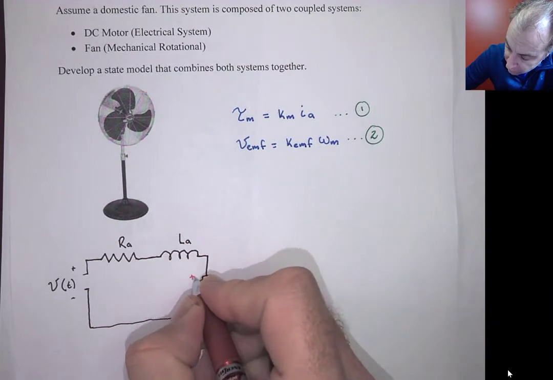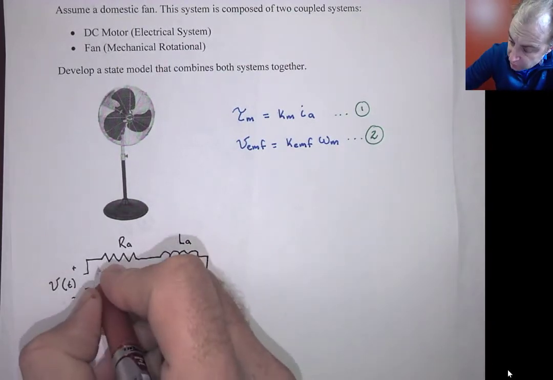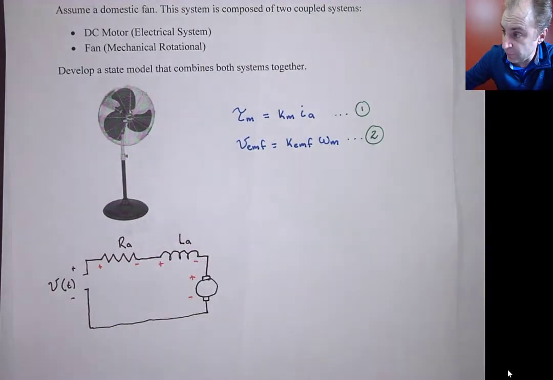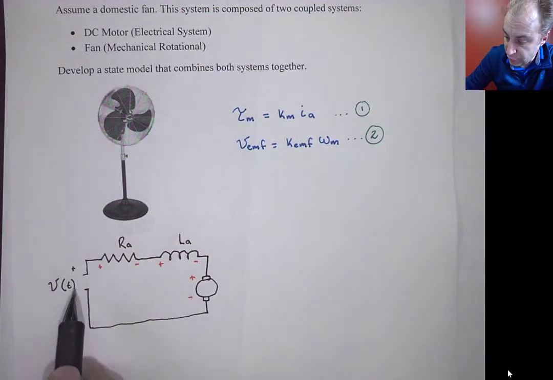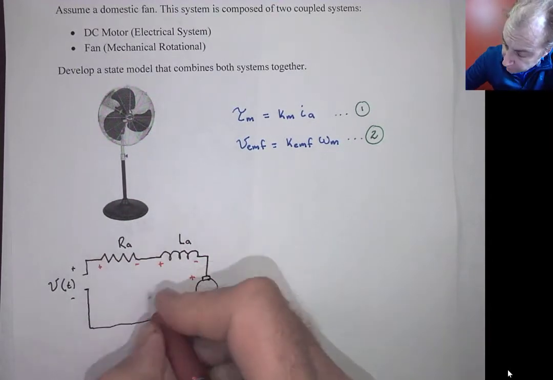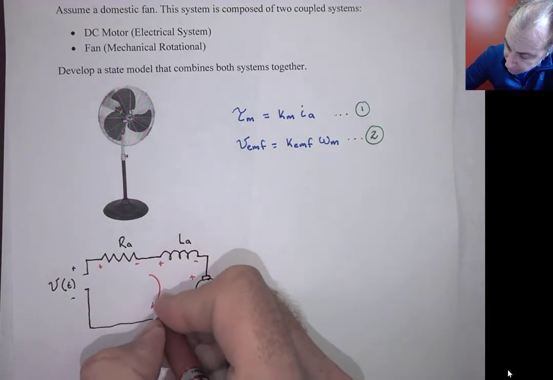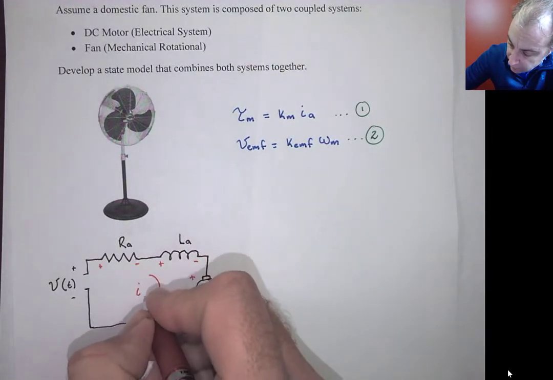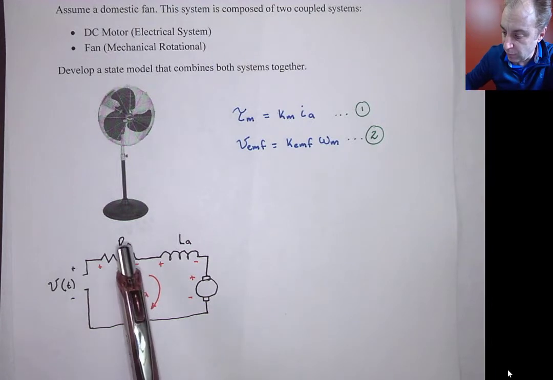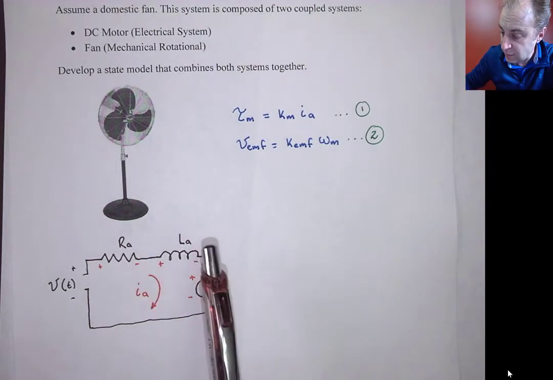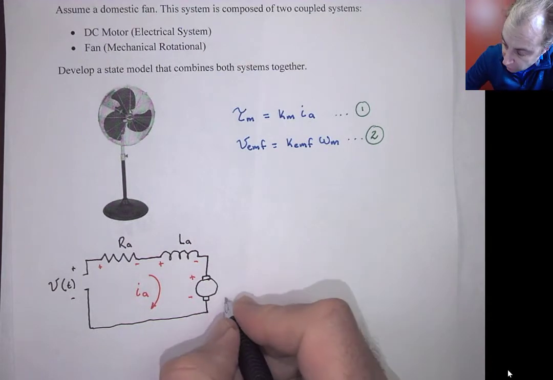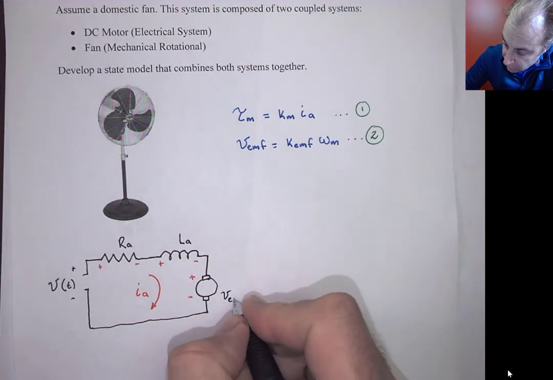And then here we're going to have the voltage EMF that is going to work against the source voltage. So this is positive, negative, positive, negative. And this is the current of the armature, which will be defined as IA. Okay, and we already know the resistance and the inductance, and here we're going to define VEMF.